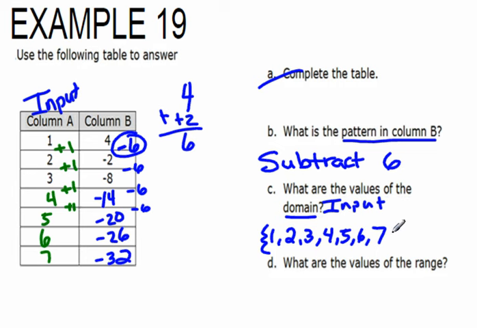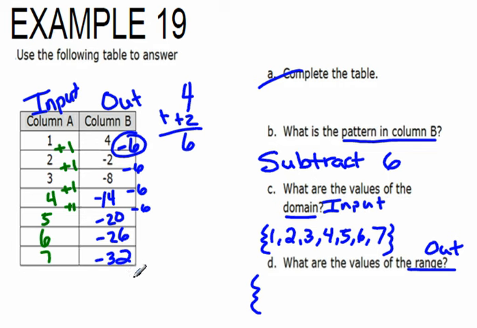Now, question D asks for the values of the range. If domain is input, range is output. So that's going to be our column B. We're just going to do the same thing though, and we're going to list our values from the smallest number to the greatest number. We have to be careful though, because in this case we have some negative numbers.